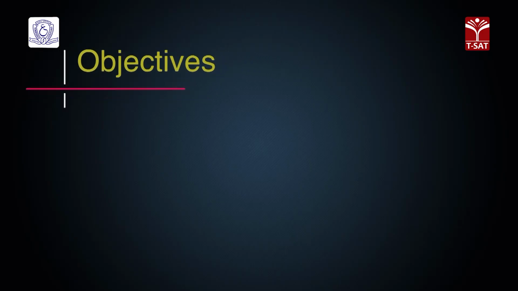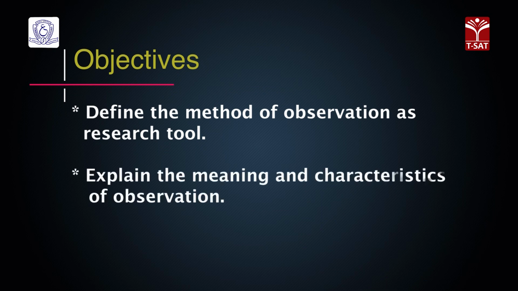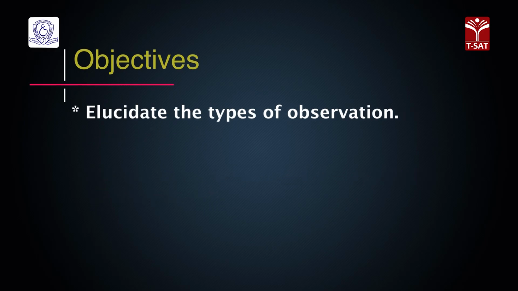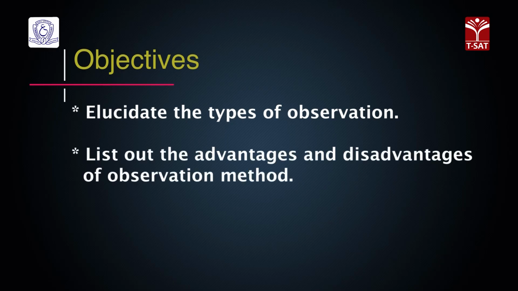Now, the objectives for the lesson. The lesson will help the students to first, define the method of observation as a research tool. Second, explain the meaning and characteristics of observation. Third, elucidate the types of observation. Fourth, to list out the advantages and disadvantages of observation method.